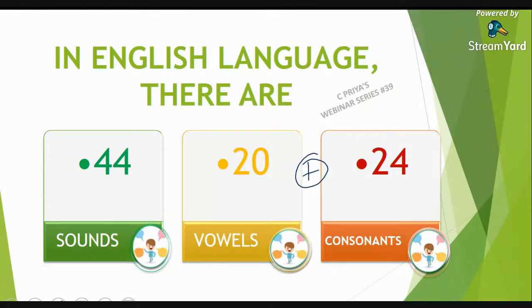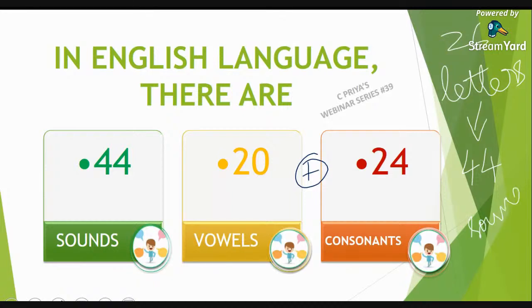We know that we have 26 letters as alphabets in English. The 26 letters only produce 44 sounds. Can you believe? We people don't know. This is new information. 26 letters produce 44 sounds, right? How is this possible?